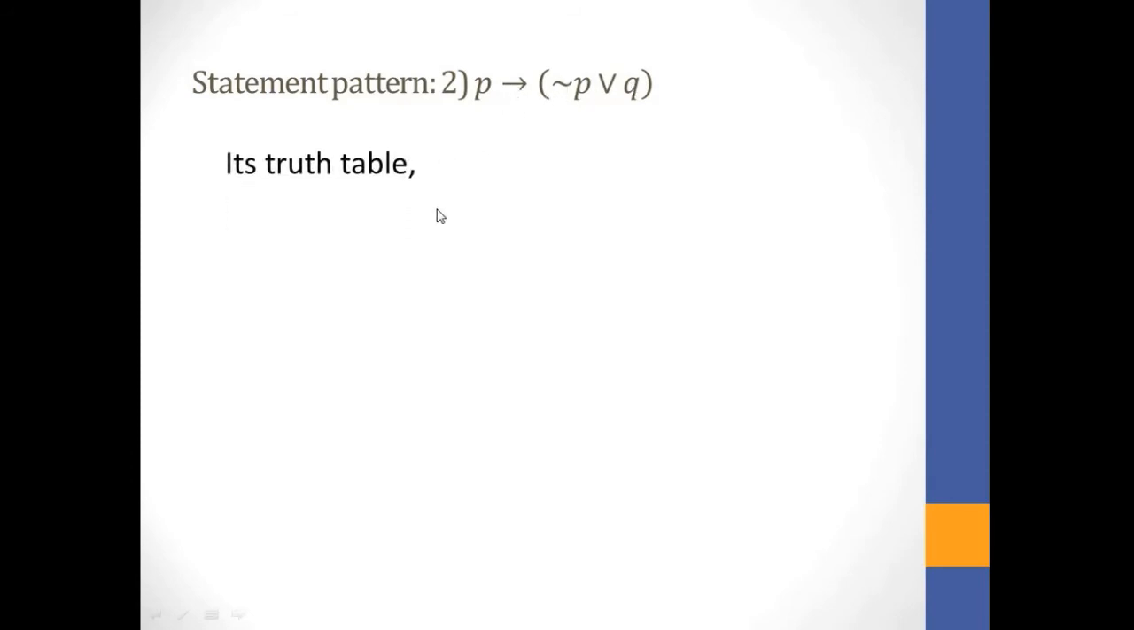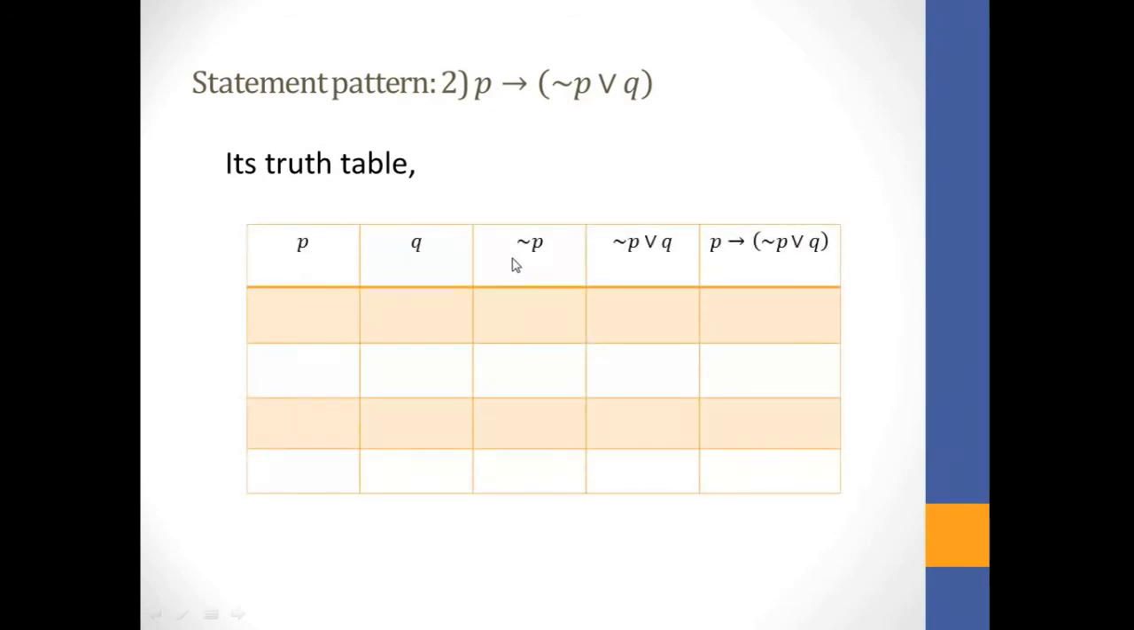So the truth table contains 5 columns: 1, 2, 3, 4, 5. This one is negation P, then negation P or Q, and the last one is for the whole statement pattern. Again here P, Q are the same. So we write the values of P as TTFF, values of Q as TFTF. Now as per the requirement, we write negation P here. So negation P, very simple. It is F, then again F, again T and T.